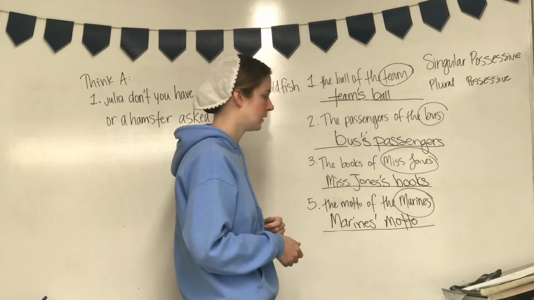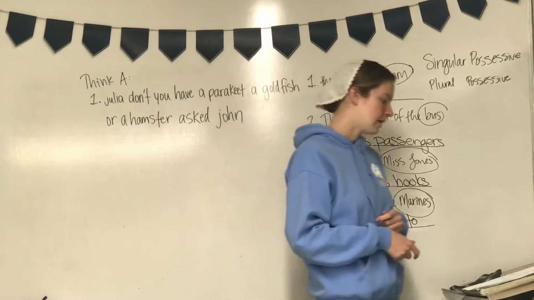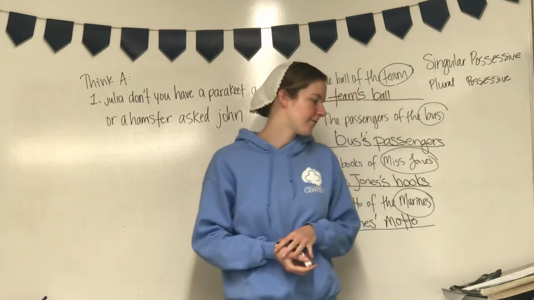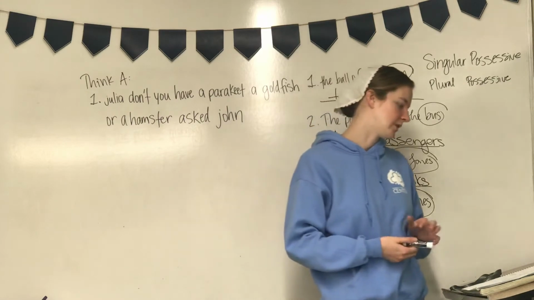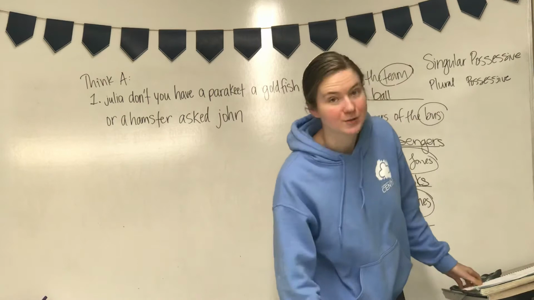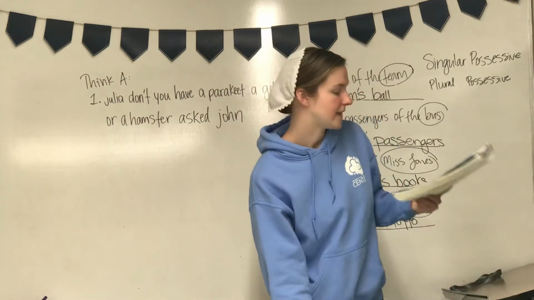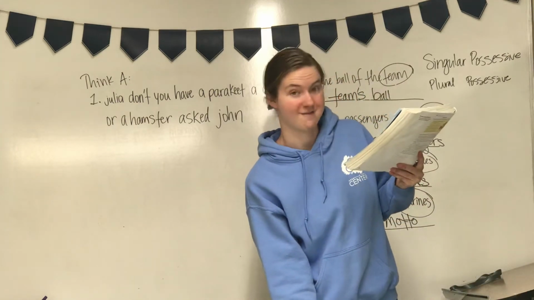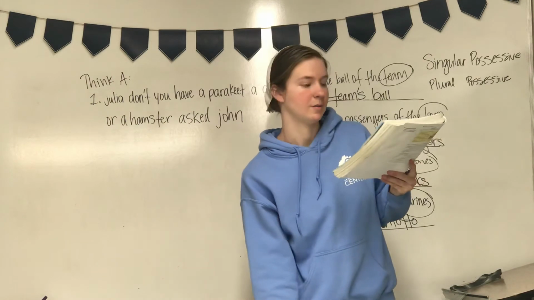All right? Now think D. In the blank, write C for correct if the sentence has no punctuation error. Write I for incorrect if there is a punctuation error. Then number 2, it says correct all errors. Take your pencils and cross out numbers 6 through 10. Numbers 6 through 10.